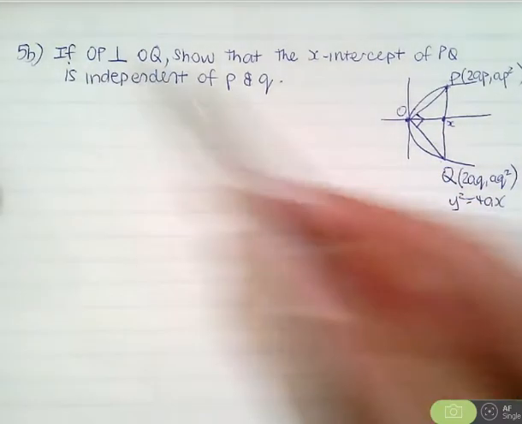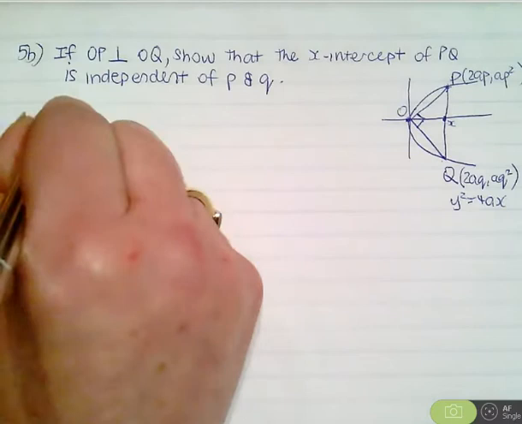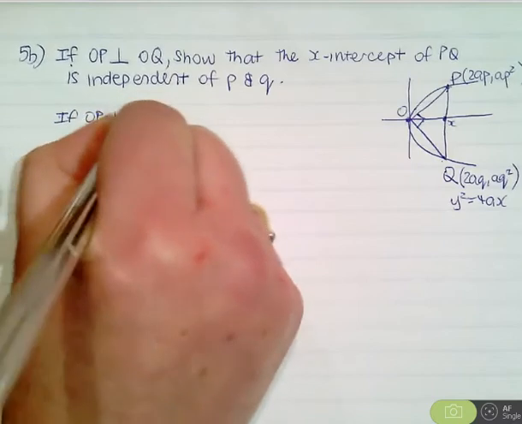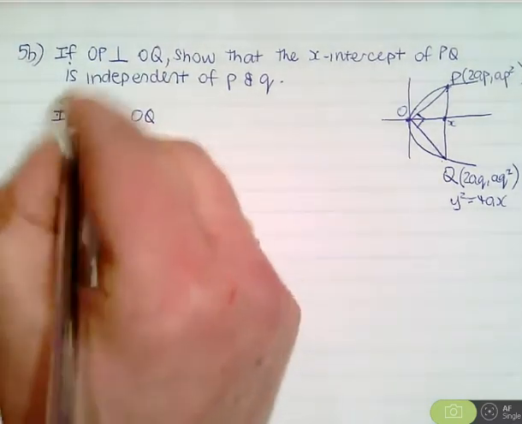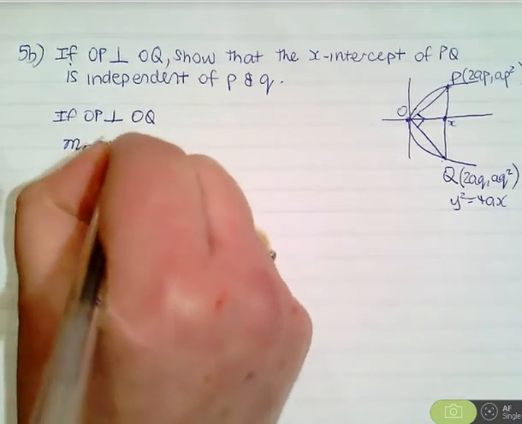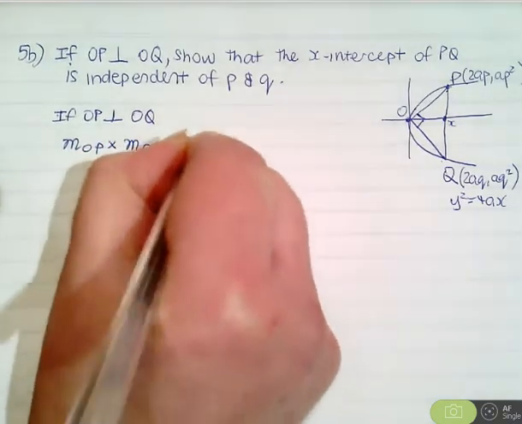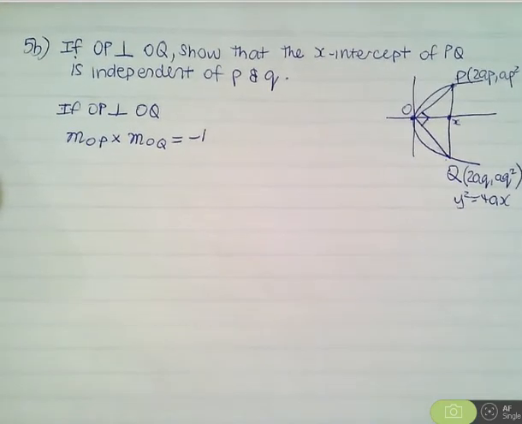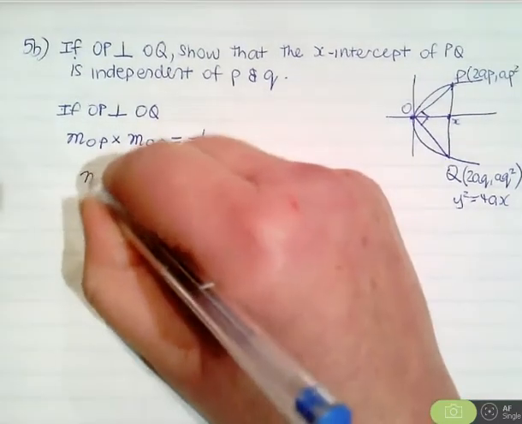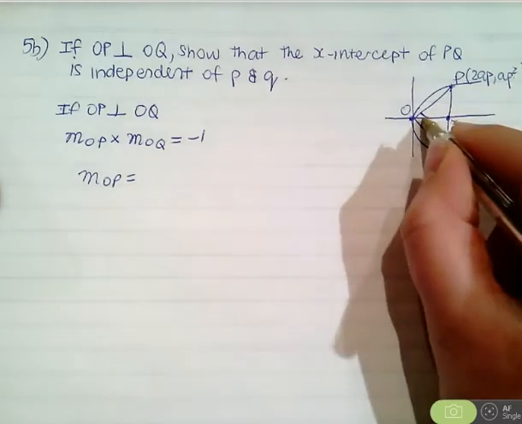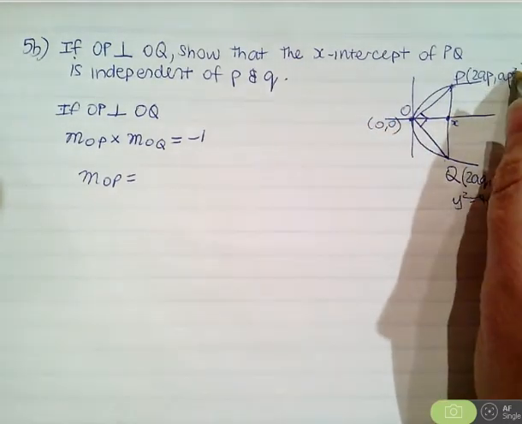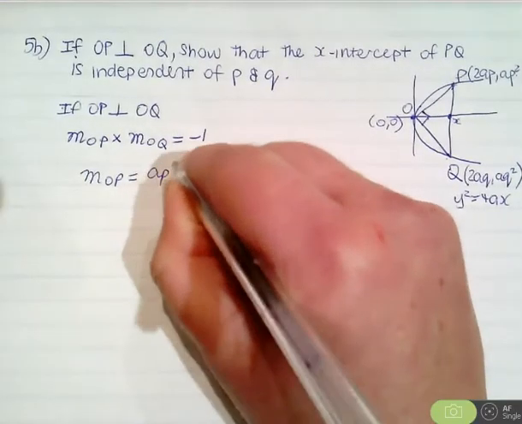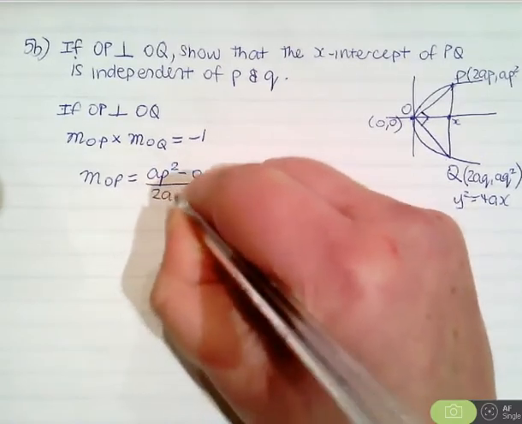So we need to work with this: OP is perpendicular to OQ. The only thing we know with perpendicular lines is about gradients. We know that the gradient of OP times the gradient of OQ equals -1. So let's look at what the gradient of OP is. It would be y2 minus y1 over x2 minus x1. Remember, O is the point (0, 0). So it would be AP squared minus 0 over 2AP minus 0.